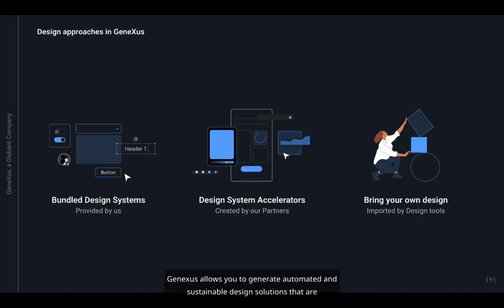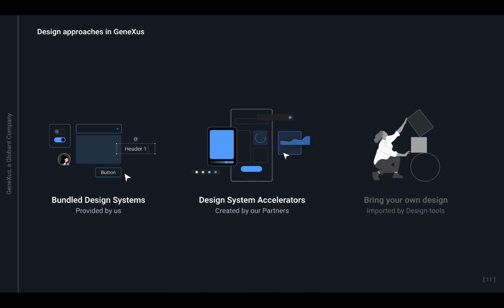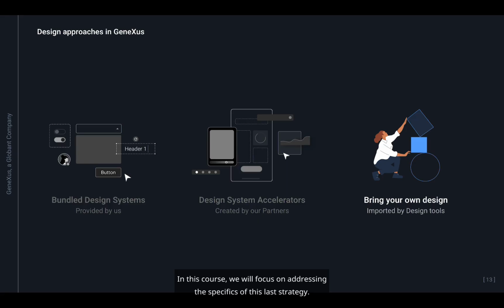GeneXus allows you to generate automated and sustainable design solutions that are essential for application development. These solutions can be implemented through 3 strategies. Use design systems that we have incorporated into GeneXus, such as the Unanimo design system. Adopt design systems provided by community partners, or implement custom designs developed externally. In this course, we will focus on addressing the specifics of this last strategy.